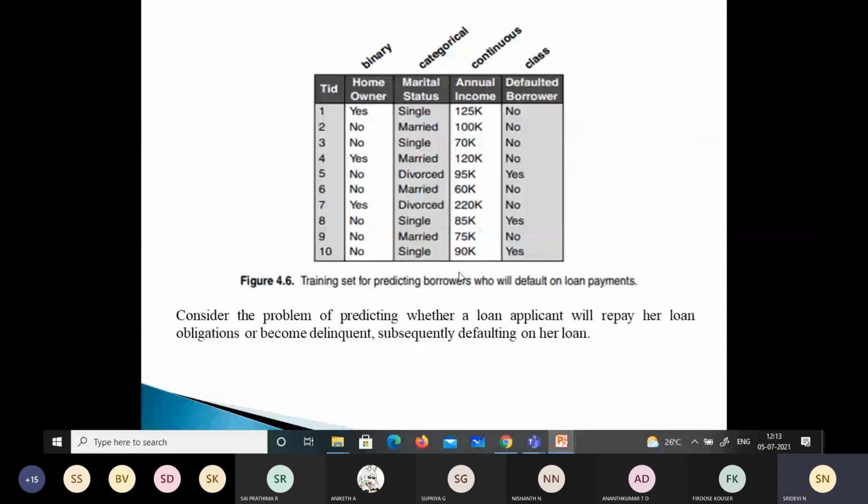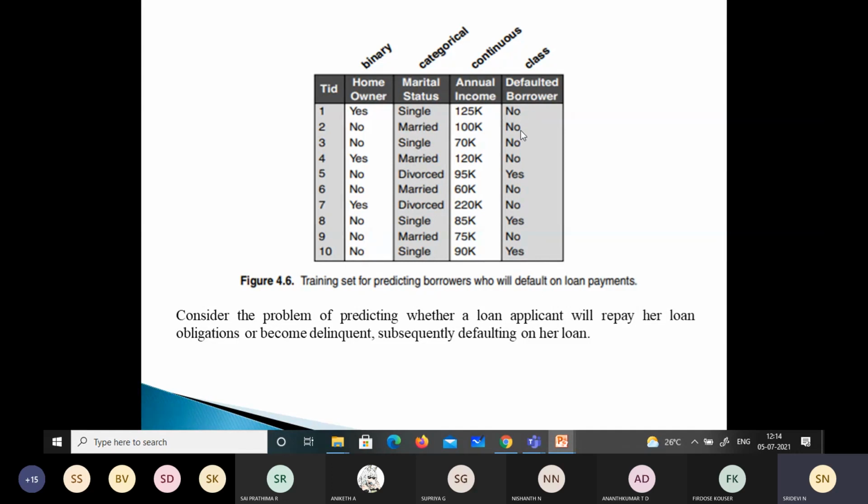Fine. Start now. So this is an example, an instance where we have taken the problem of finding whether a loan applicant will be able to repay the loan or becomes a default borrower, that is, he is not able to pay. Whether he is able to pay back the home loan amount he has taken, or he is not able to pay back. Default borrower means he would have missed some EMIs and he is not able to pay back the amount regularly.